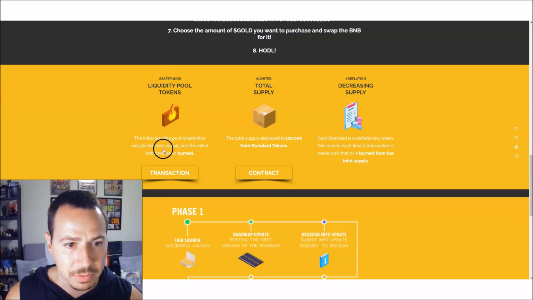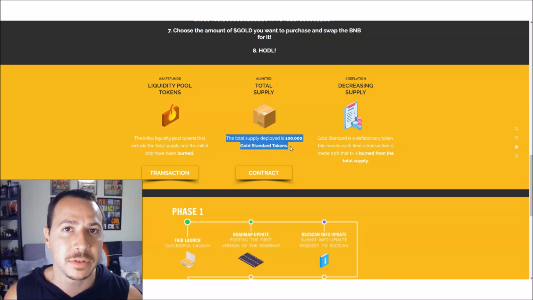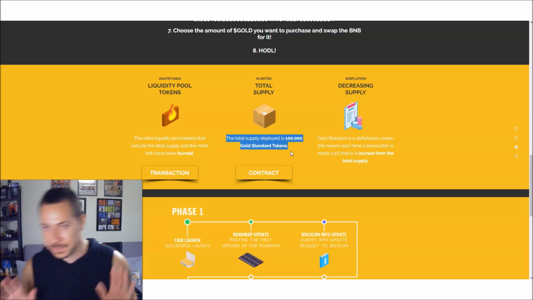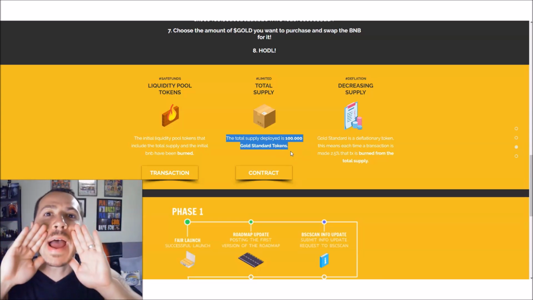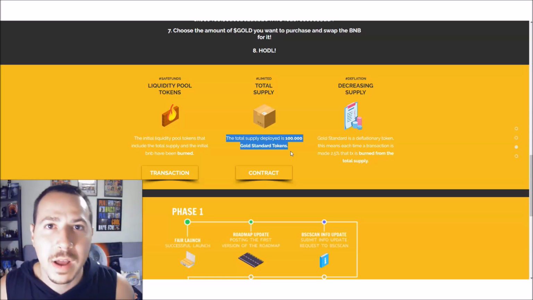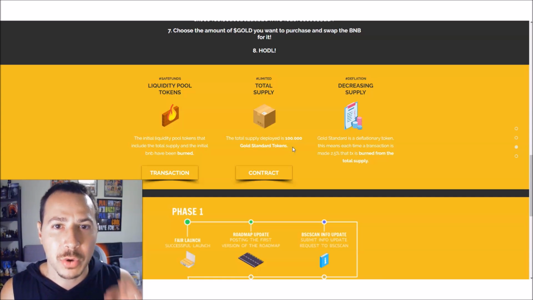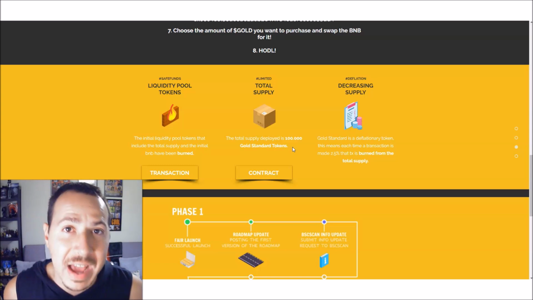Liquidity token pool. So there's included total supply. The initial BNB has been burned. Total supply. Here's what's great. Total supply deployed, there's only 100,000 Gold Standard tokens. Let me step back here and repeat that. For the people in the back, there's only 100,000 Gold Standard tokens.